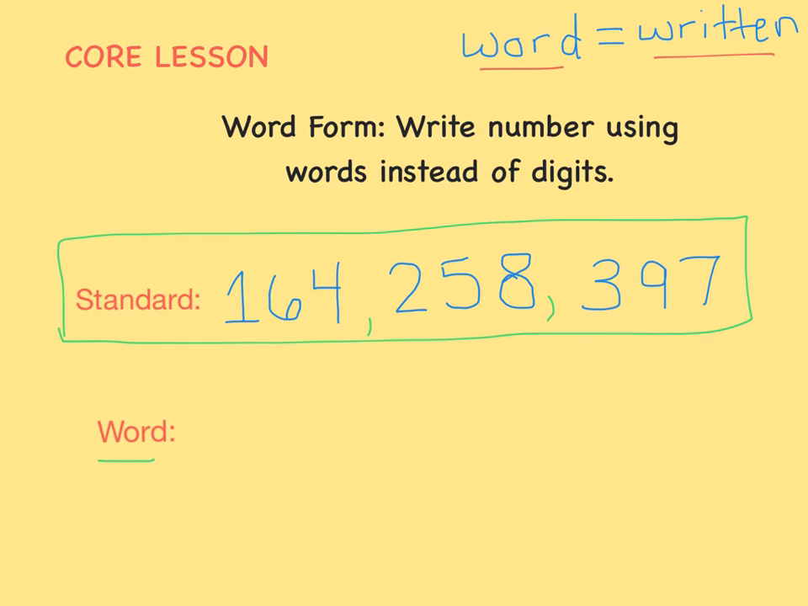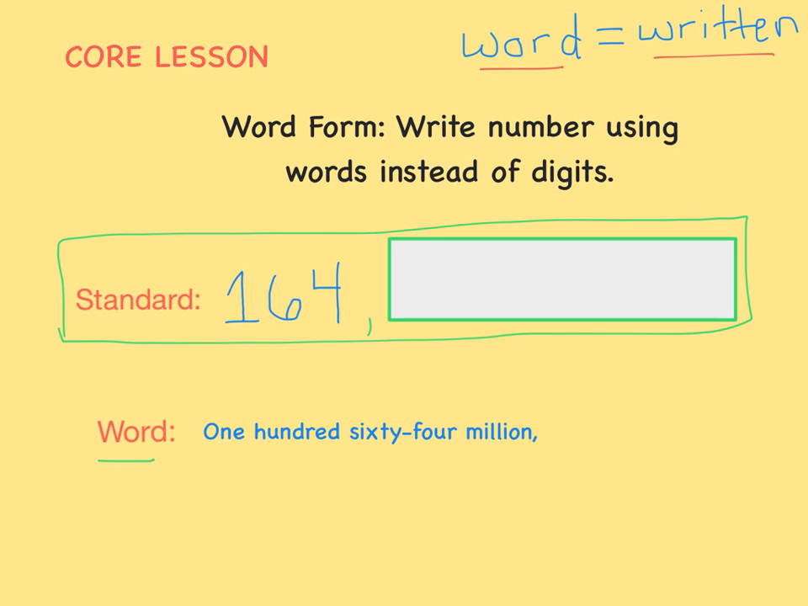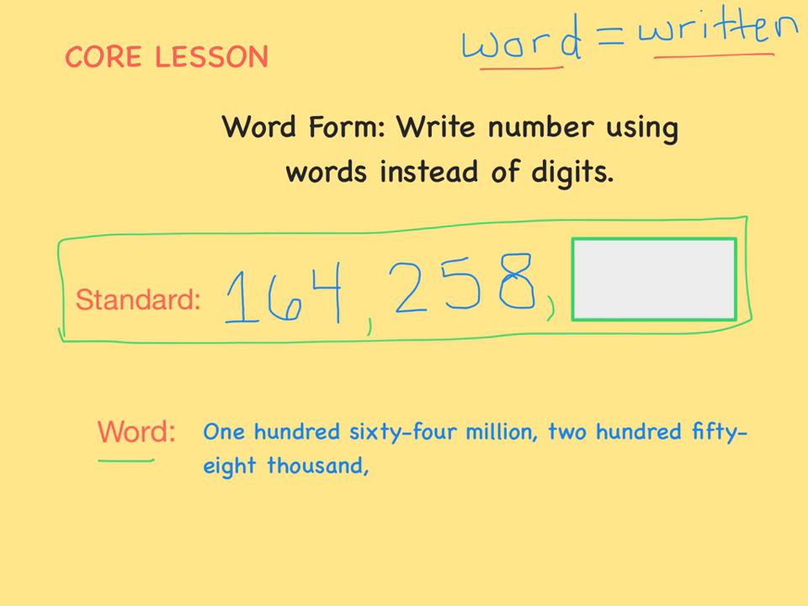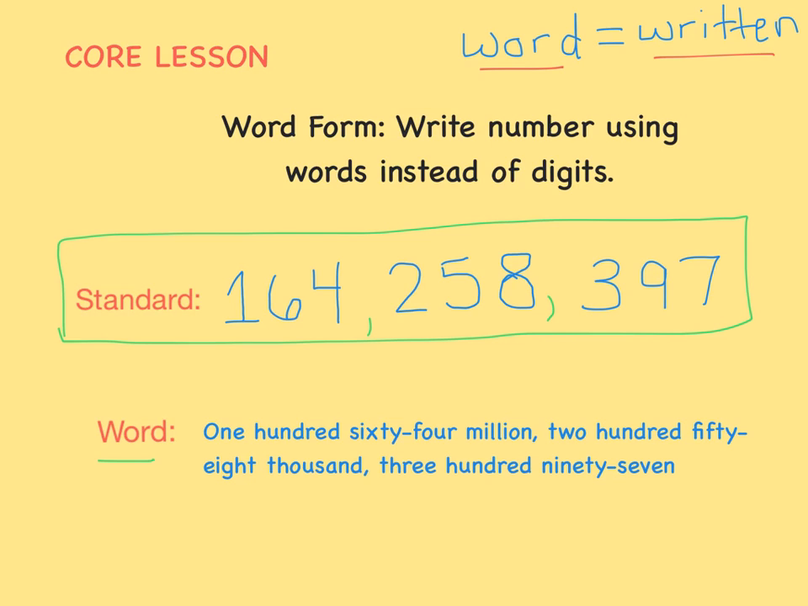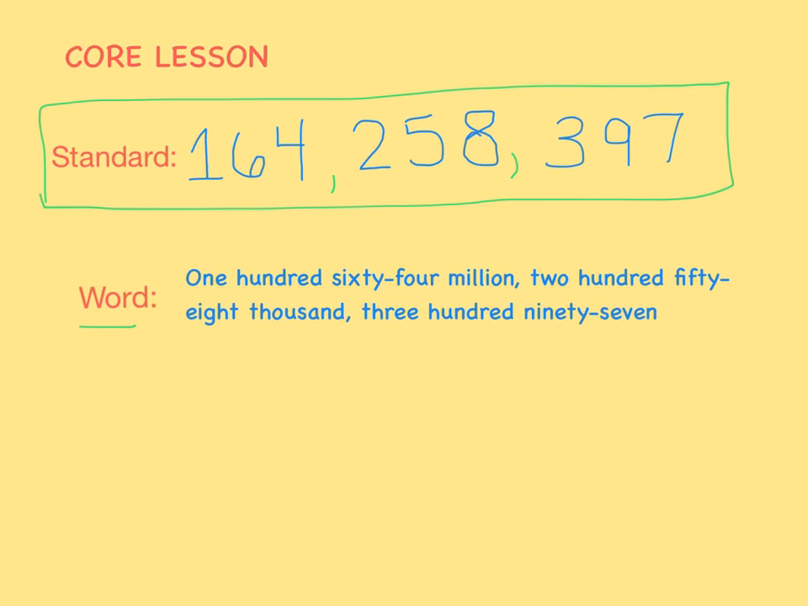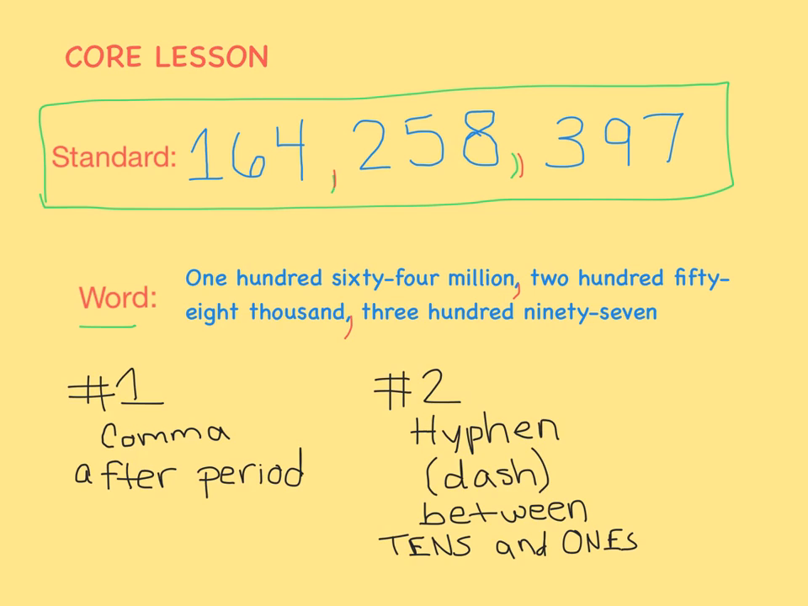So say it out loud again. 164,258,397. There's a few important things I want to point out about word form. First of all, remember how we said the name of the period when you got to the comma in standard form? Well, you still need a comma in word form, but you put it after the period name, so after million and after thousand.